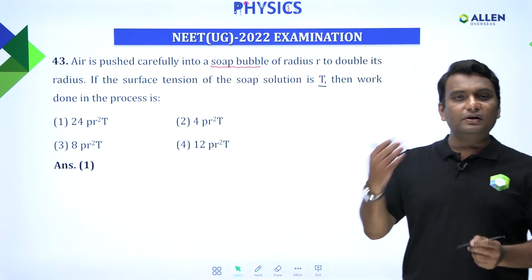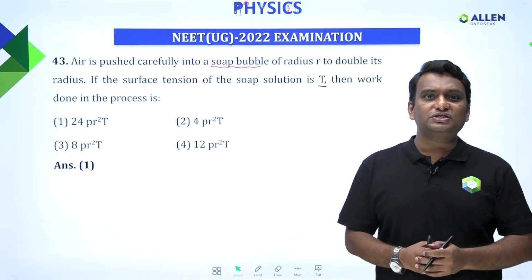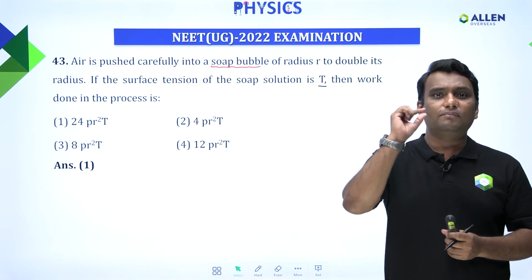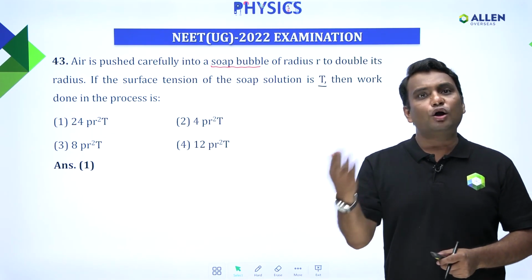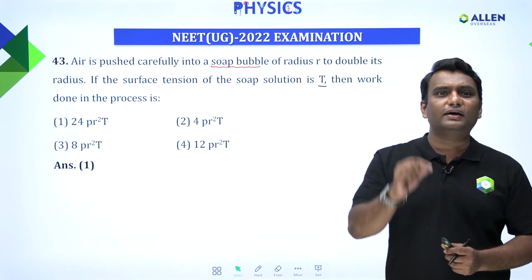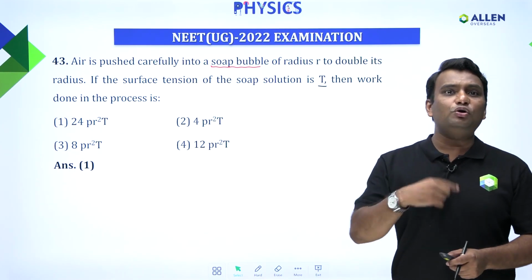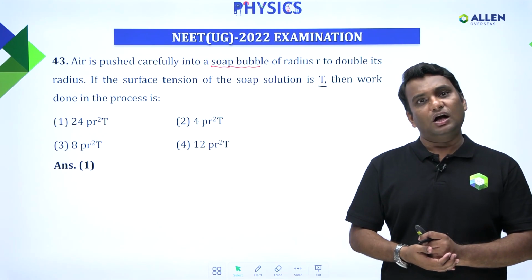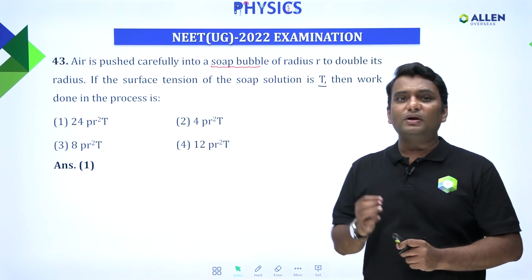I hope you must have learned during the discussion in the surface tension part that whenever it is a soap bubble, we basically have two layers. In case of an ordinary water bubble, we are just going to have one layer, but in case of a soap bubble, we are going to have two layers, and because of that, the formula is also going to change accordingly.